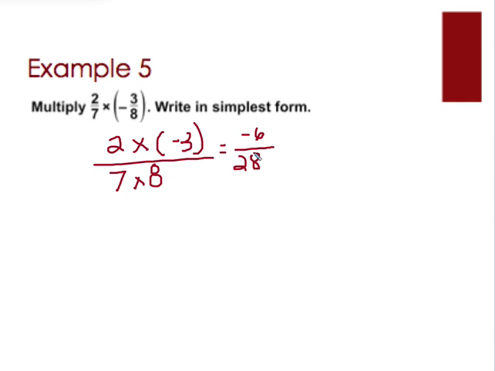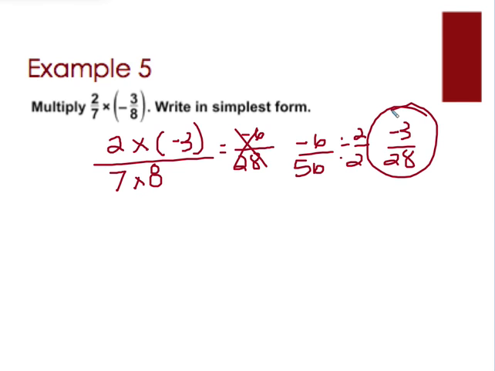I'm sorry, it's not 28. It's 56. Cross that out. I was looking at my reduced answer. Negative 6 over 56. When I divide by 2, I get negative 3, and then 56 divided by 2 is 28. That's where I got my 28. I jumped ahead of myself.